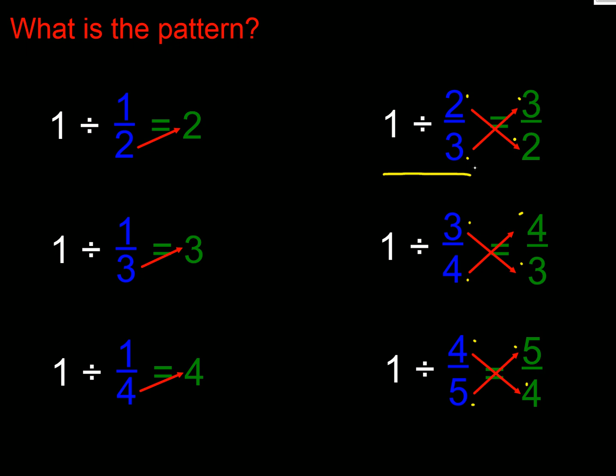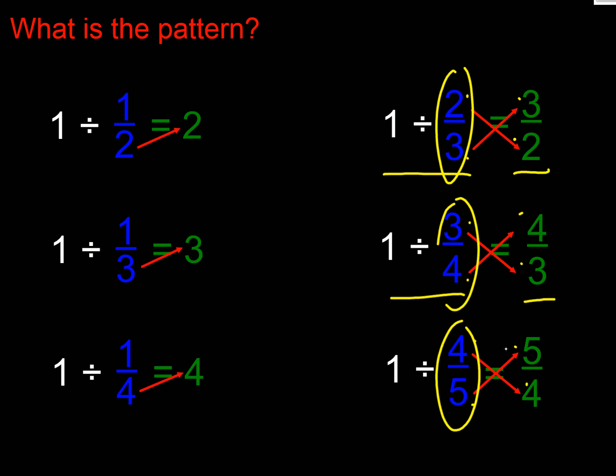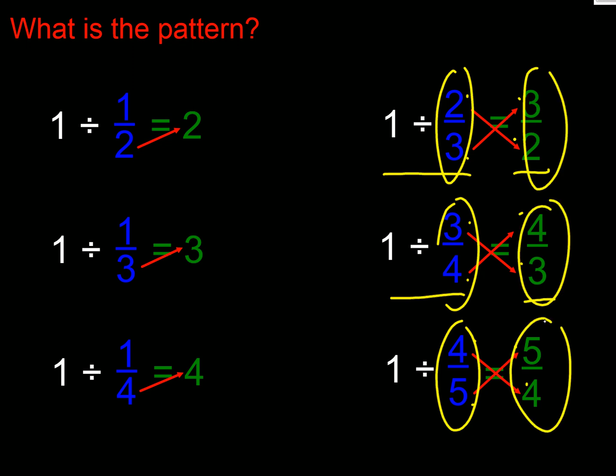That 1 divided by 2/3 is going to be 3 over 2. 1 divided by 3/4 is going to be 4 over 3. All we need to do is to take this fraction here on the left and flip it over. Flip it over to get the ones on the right. Now these flipped over fractions, by the way, are called reciprocals. So the reciprocal of 2/3 is 3 over 2. Reciprocal of 3/4 is 4/3. Reciprocal of 4/5 is 5/4. But they give us the answers, don't they?